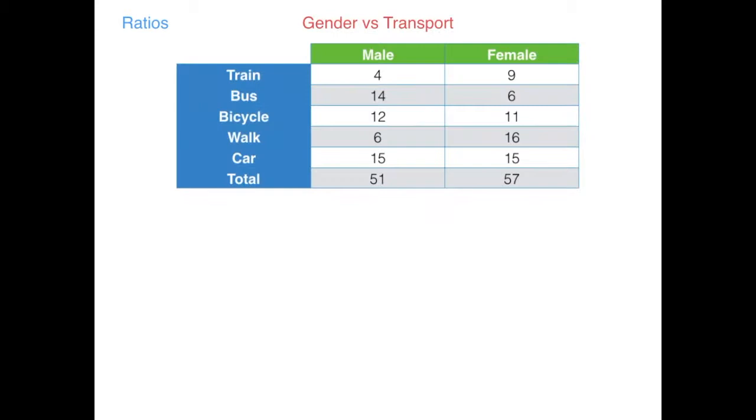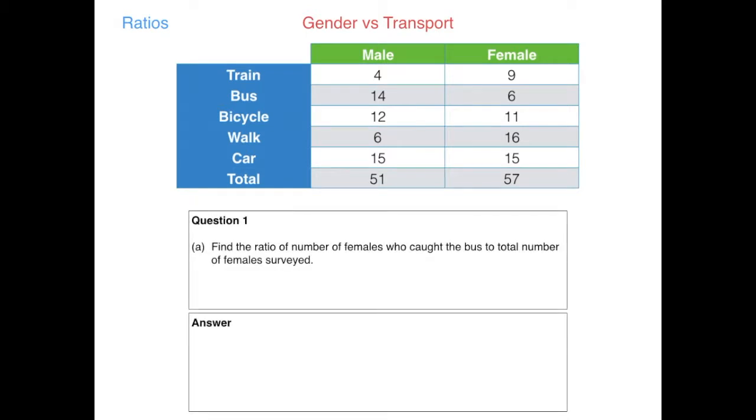Something else we can be asked to do is to find the ratios of two particular results, or one specific result to an entire category. This data displays the results from a survey asking men and women what their favourite method of transport was to work. We are given a question: find the ratio of the number of females who caught the bus to the total number of females surveyed.